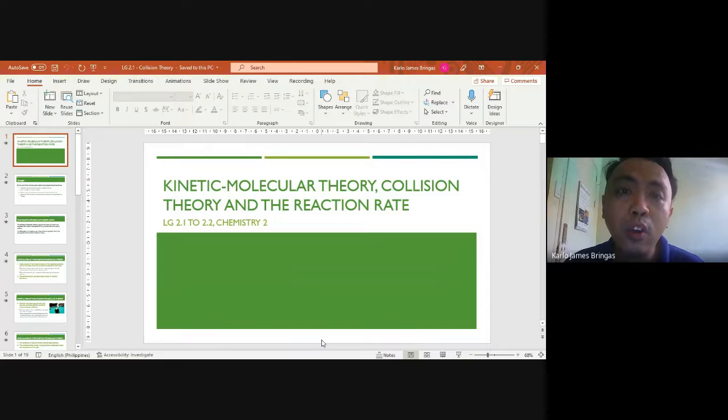But another thing that we might be interested to learn, especially when we're dealing with chemical reactions on an industrial scale, is whether a given reaction will proceed fast or slow, and what can we do to make it proceed a little bit faster? That is the point of chemical kinetics. With this module, we start off with the kinetic molecular theory, going on to the collision theory, and then our reaction rate.